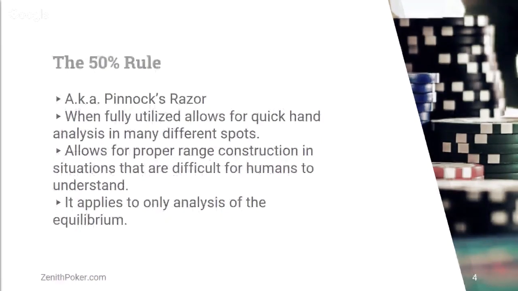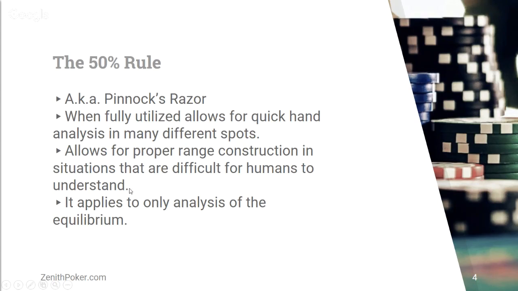All right, so the 50% rule. It's also known as Pinnock's razor because I made it, and it's a razor because it allows for quick analysis of many different spots, right? It quickly cuts down on the amount of thought that you need when analyzing certain situations. And the reason is that it allows for proper range construction in some spots that are very difficult for humans to understand as a baseline.